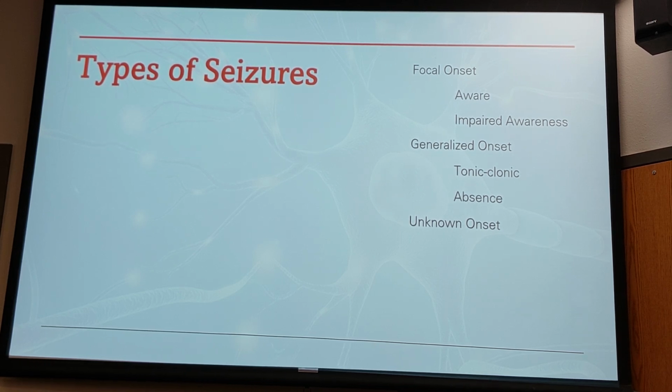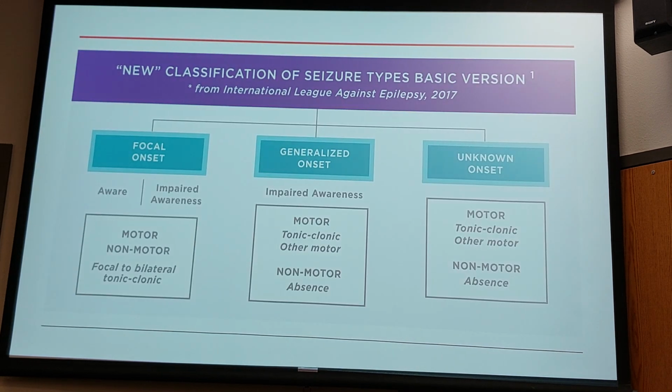So how these are categorized, this focal and this generalized, depends on where the brain lesion is or where the damage is occurring from. So where is the onset of the seizure? So with focal, it's isolated to one part of the brain on one side of the brain. Left, right, front, back, just one little focused piece of their brain.